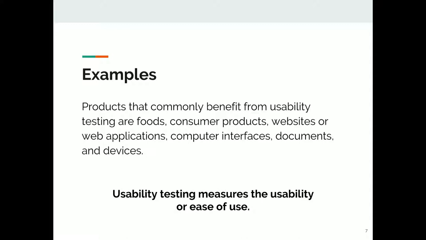Examples. Products that commonly benefit from usability testing are foods. We've all seen the taste test commercials and ads. Consumer products, from cosmetics to whatever wide array of consumer products, to websites or web applications, which is relevant to this audience. Computer interfaces, documents, devices, the list goes on and on. Basically, anything that a human is going to use, you want the human to test. Usability testing measures the usability or the ease of use, and that experience can be different for everyone. So it is good practice to test on a variety of people.